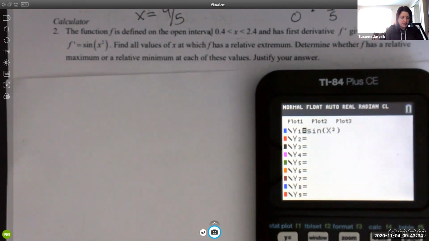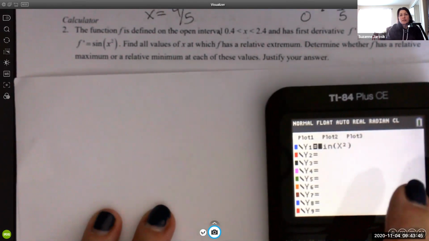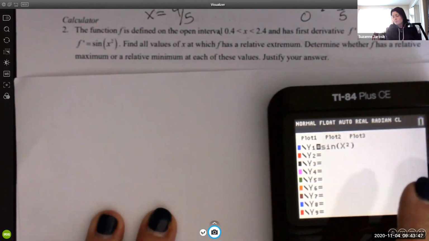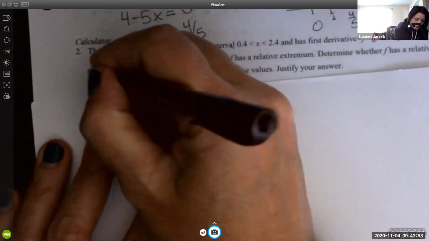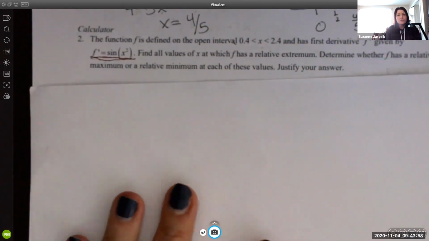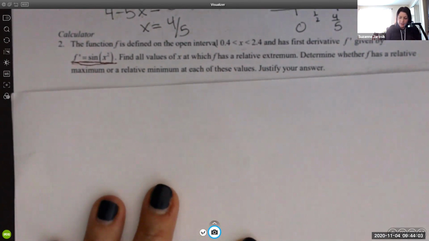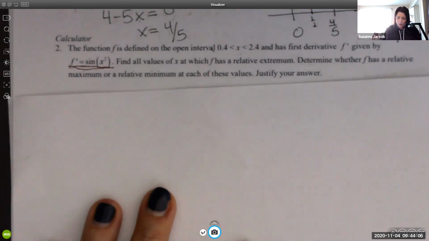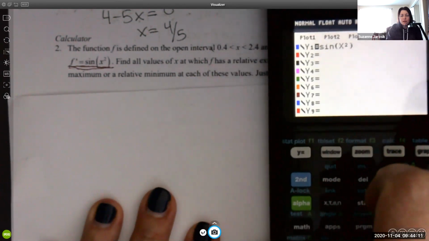So find all values of x at which f has a relative extremum. Determine whether f has a relative maximum or relative minimum at each of these values and justify your answer. All right. So again, they're telling you f prime. That's f prime, right? So that means that we're going to use the calculator, and I'm actually going to plug in f prime into the calculator. And I already put that into y equals.